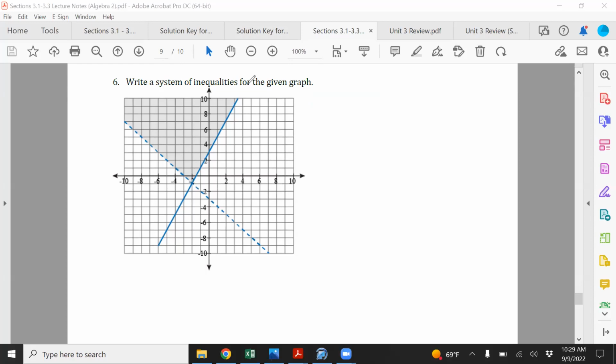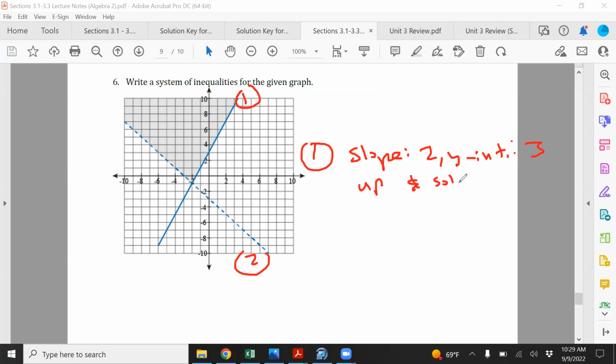Okay. So now we've got to write 2, right? I'll call this line 1. I'll call this line 2. Let's look at line 1. What's my slope here? The slope for line 1 looks like 2. And what does the y-intercept look like for line 1? 3. And we're going up and solid, because you're going above that line and solid. Now let's look at line 2. What's the y-intercept for 2? And what's the slope there? -1. Yeah, I'd agree. And we're going up again and dashed.